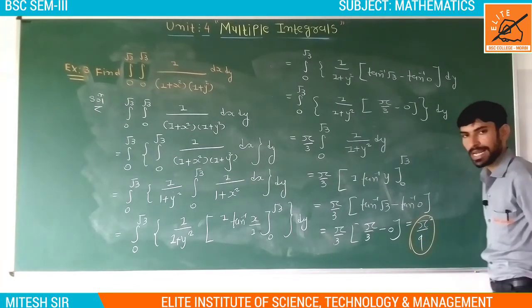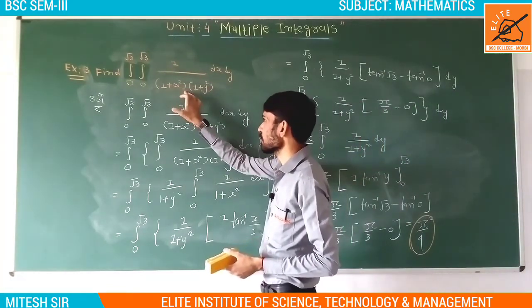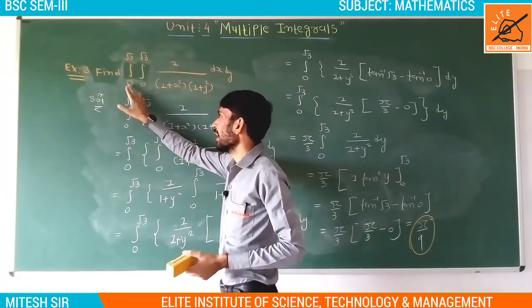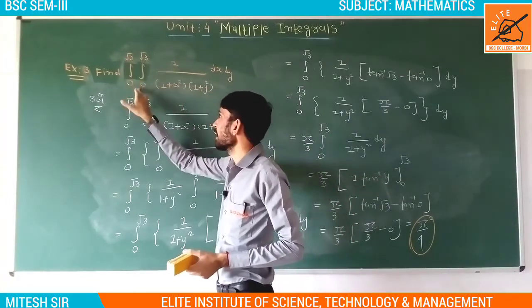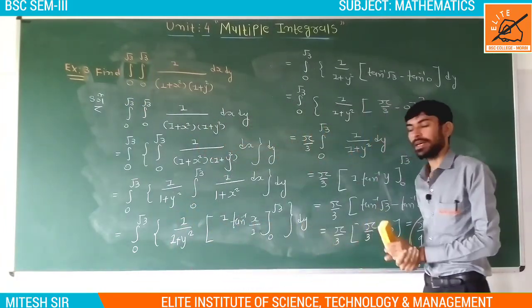So pi square upon 9 is nothing but the volume under the curve 1 upon 1 plus x square into 1 upon 1 plus y square, bounded by the region integration 0 to root 3, integration 0 to root 3. So this is the solution of our third example.